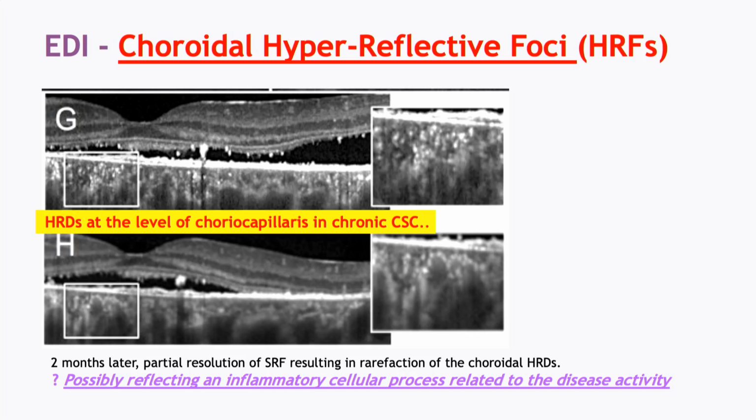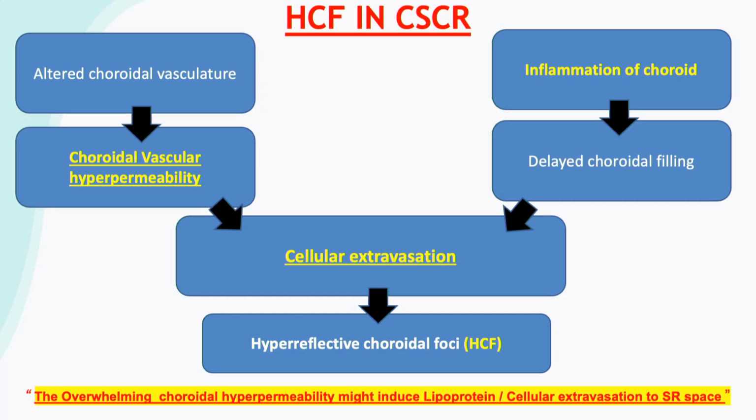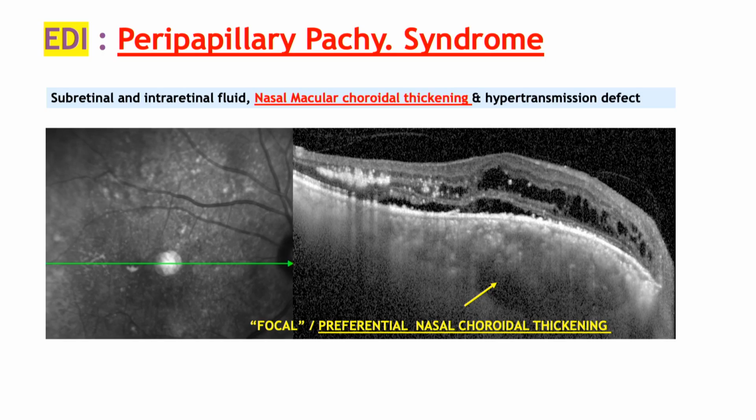Another biomarker is something called choroidal hyperreflective foci in the inner choroid as well as in the subretinal space, giving some thought that this is of inflammatory origin in chronic CSC. But the consensus is that it's an overwhelming choroidal vascular hyperpermeability resulting in cellular and lipoprotein extravasation, causing hyperreflective foci in the choroid and outer retina.